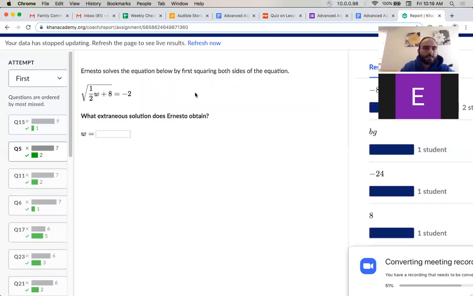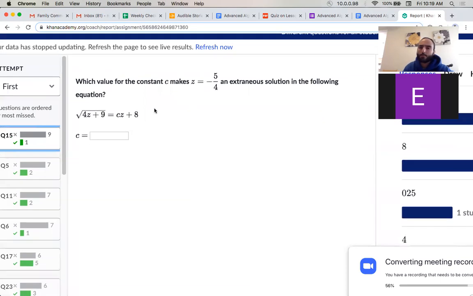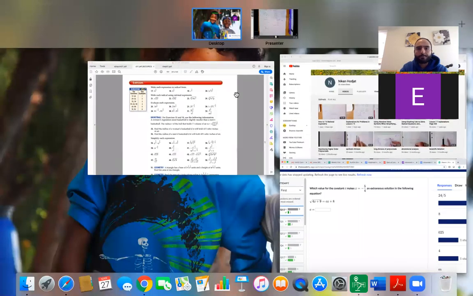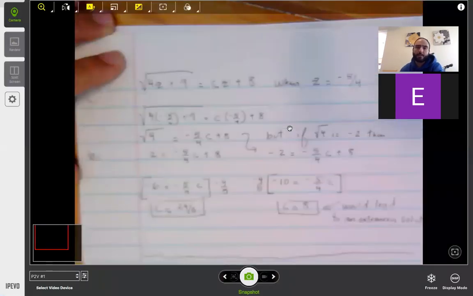Here, what's the problem? There it is. It says, which value for the constant c makes z equals -5/4 an extraneous solution in the following equation. It's just weirdly worded. It's hard to understand what they're asking for. So I'm going to show you what I did in my notes, because I was unsure. I really didn't know what they were asking.